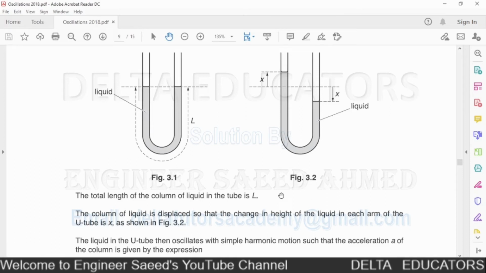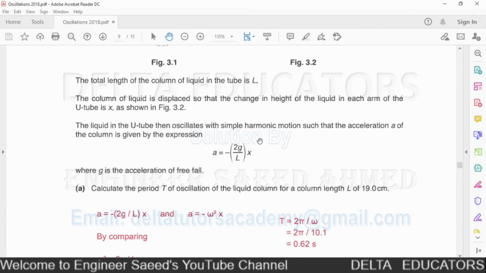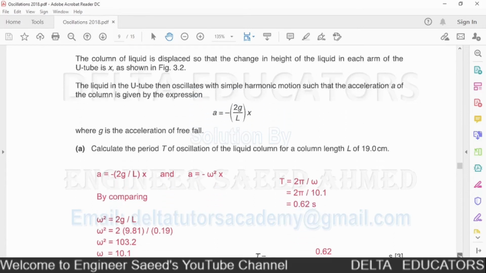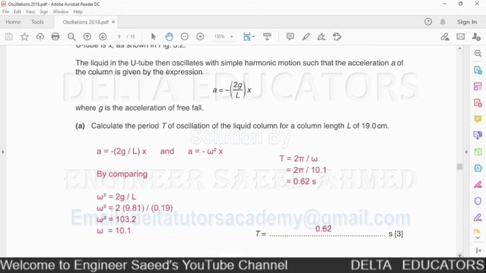The liquid in the U-tube then oscillates with simple harmonic motion such that the acceleration a of the column is given by the expression a is equal to minus 2g over L into x, where g is the acceleration of free fall. Calculate the time period T of oscillation of the liquid column for a column length L equal to 19 cm. Here we have to find the value of time period.